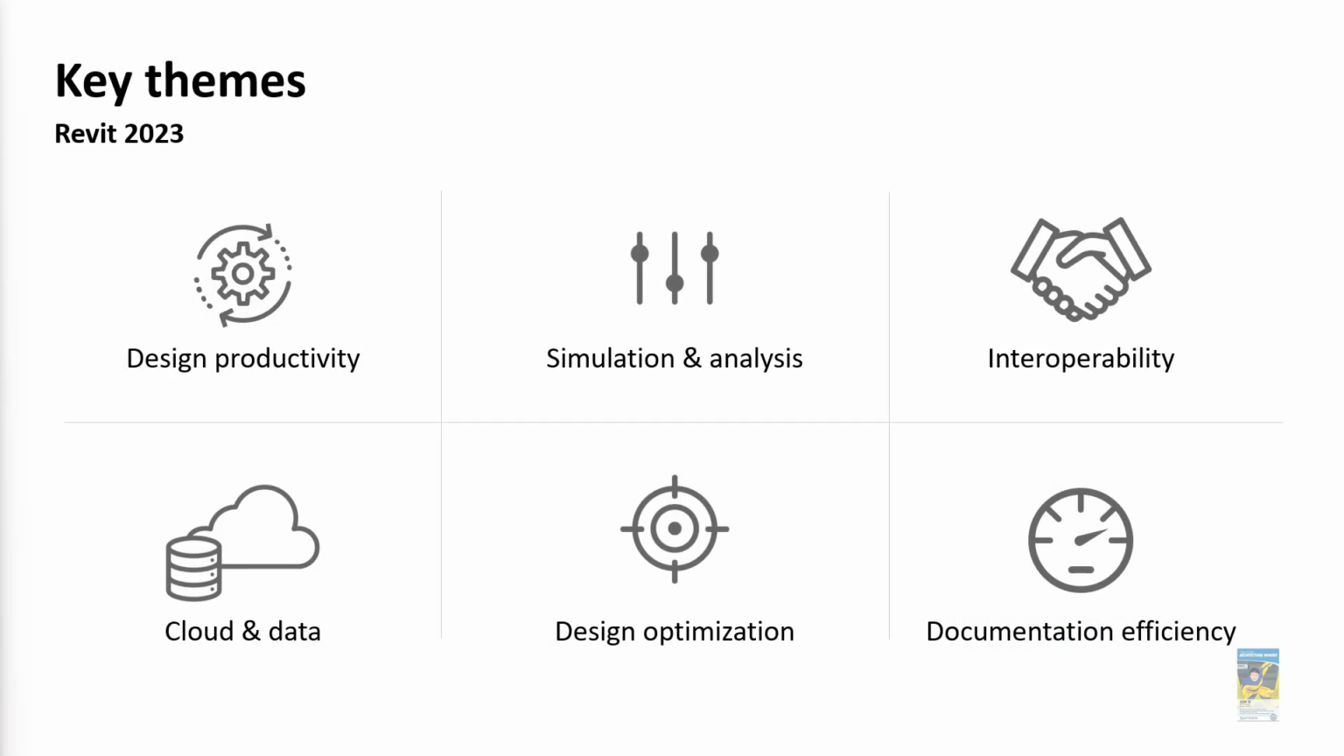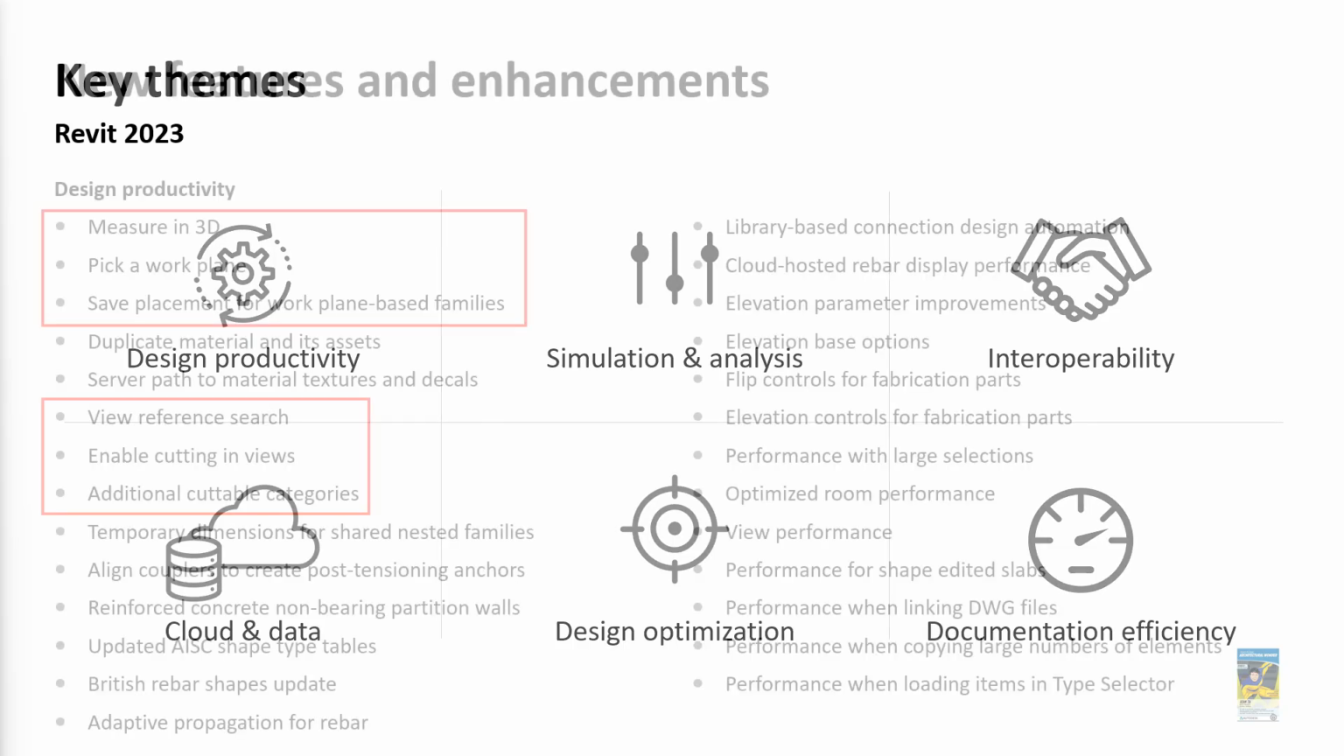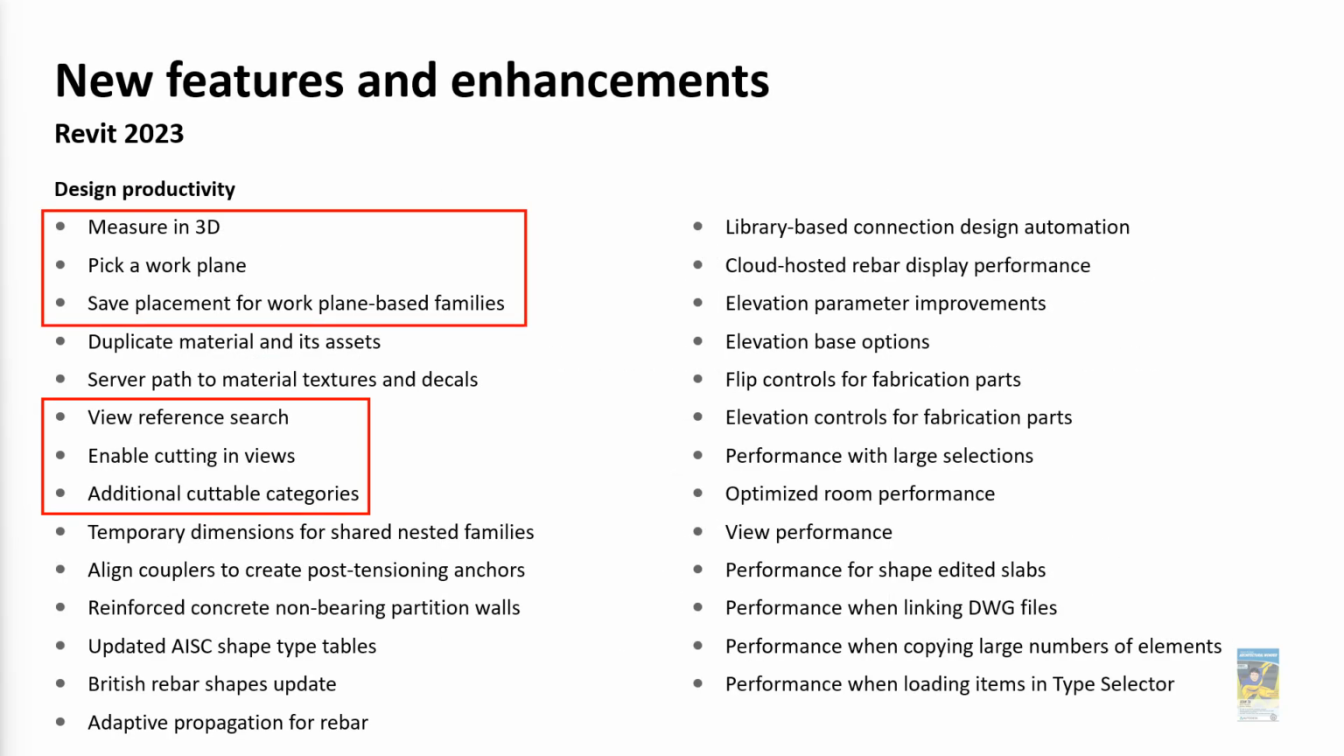When we take a look at the new features and enhancements of the software, there are 6 areas that are improved: design productivity, simulation and analysis, interoperability, cloud and data, design optimization, and documentation efficiency. In the new features and enhancements section, the areas that are highlighted in red are the ones that I am showing. The ones that are not highlighted in red have additional enhancements that it would take a very long time to go through presentation wise.